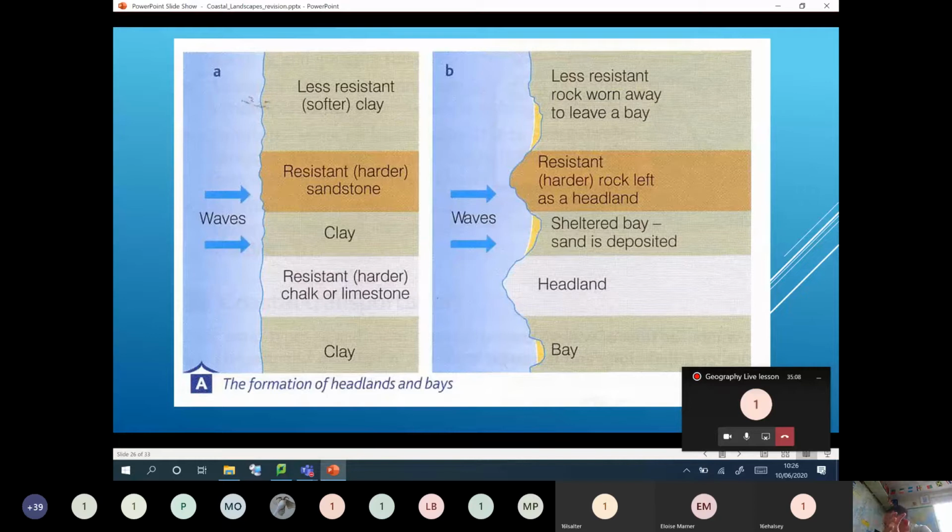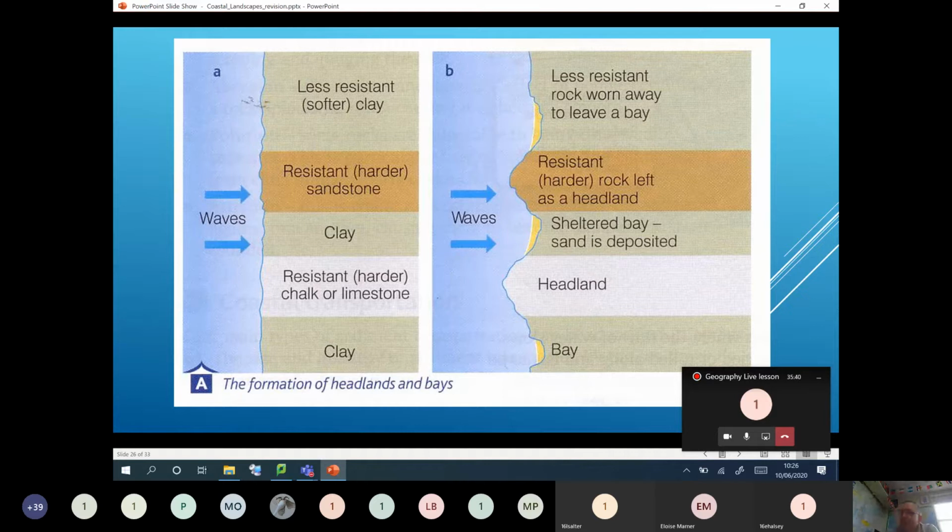So you're jotting down your diagram now. You don't have to show all of it, and it doesn't have to be exactly as it is here, but the key thing is you've got those bands of less resistant soft rock and more resistant harder rock, and how they erode at different rates. So the soft rock is eroded away to leave us with a bay. Hard rock is less eroded, leaving us with our headlands. So we're left with our headlands and bays.